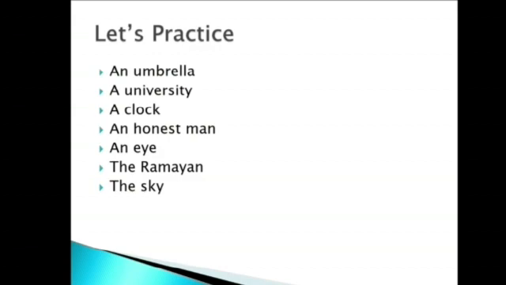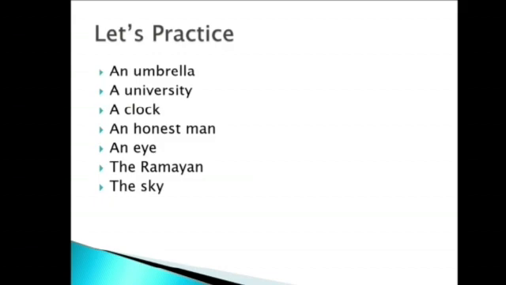Let's practice use of article with these examples. First is an umbrella. We have used an before umbrella because U is a vowel and we are getting a vowel sound. A university. U is a vowel but we have used a before university. The reason is we are getting a consonant sound, that is yu. Next is a clock. C is a consonant, that's why we have used a.